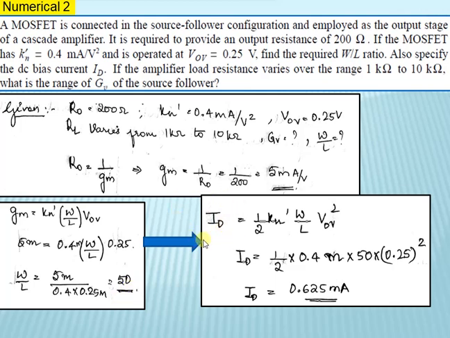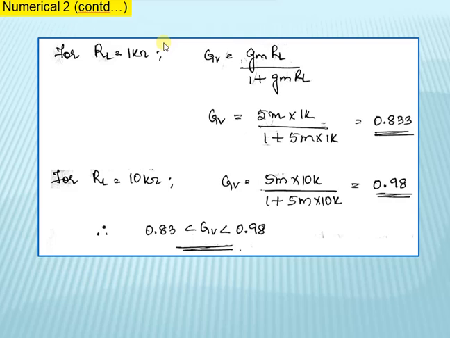ID, that is the drain current at the bias point, is equal to half Kn dash W by L into VOV the whole square. So substituting the values of the aspect ratio, VOV and Kn dash gives us a value of drain current equal to 0.625 milliamps. It is mentioned that the value of load resistance varies. So when you compute the value of the overall voltage gain, we will have two different values. So first find out for a value of 1 kilo and then find out for a value of 10 kilo.